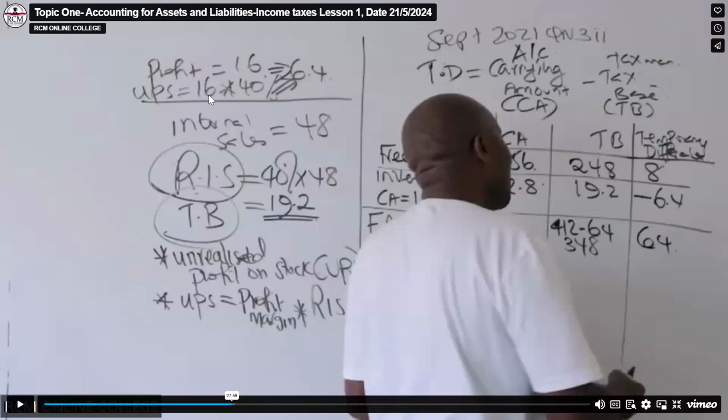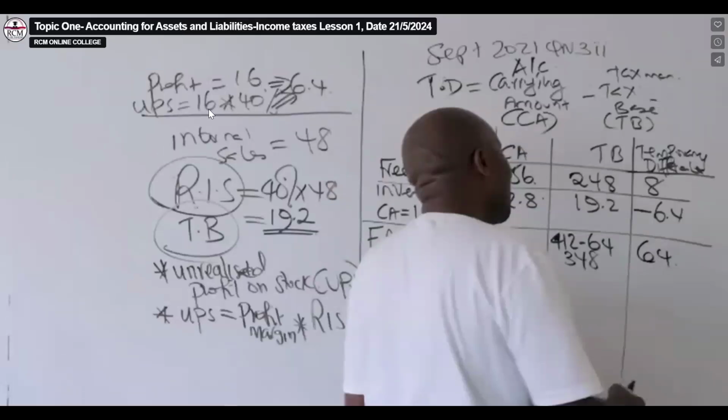Kindly listen, let me put this in proper context: these unrealized gains can only be taxed in the period when they are realized. They won't be taxed in the period when they are unrealized. And since we are told that within the 412 we have that 64, which shall most probably be realized next year, I would rather this 64 be transferred to the temporary difference.